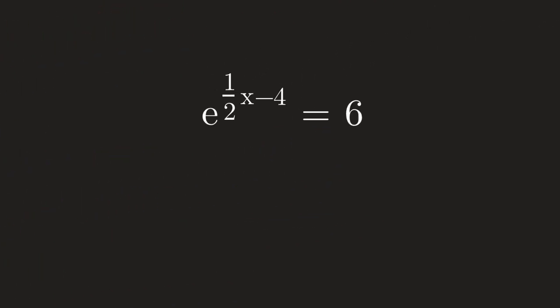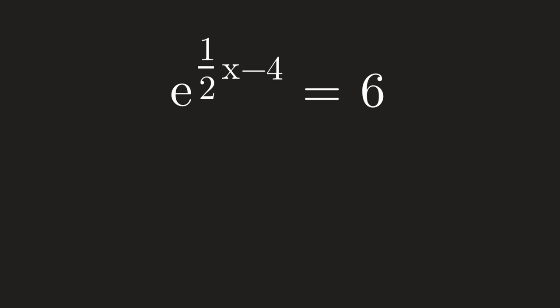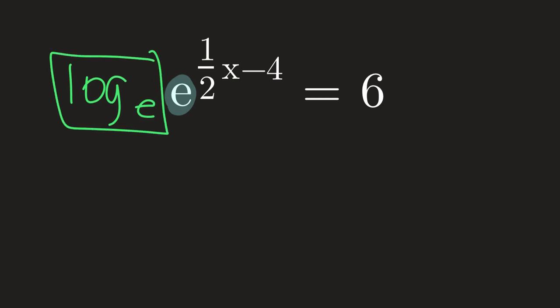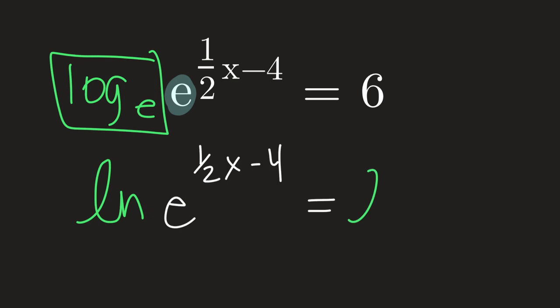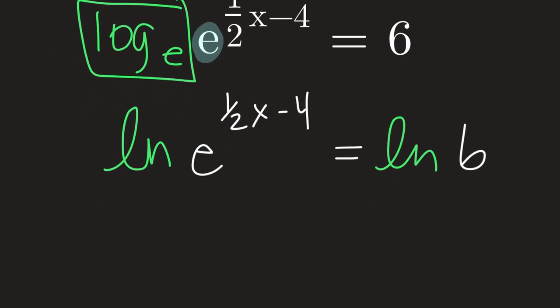So here we have another exponential. In this case, we have a base of e. Base e is a special natural number, so we're not going to write log base e. This is better known as the natural log, the ln. The natural log of e to the 1/2 x minus 4 equals the natural log of 6. Whatever log you take of the left, you have to take of the right.